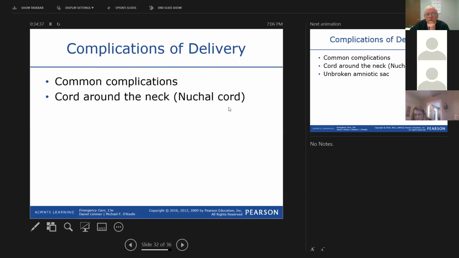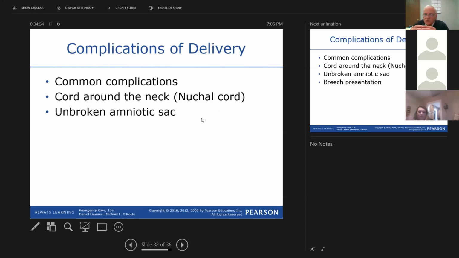Complications, cord. Baby's head comes out and you can see the cord around the neck. In most cases, you can just take the cord and slip it over the head. Be careful when you're pulling, you don't want to tear it. But that cord's got to come off around the head for the baby to finish being delivered.